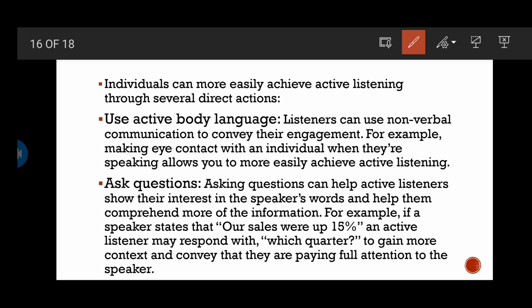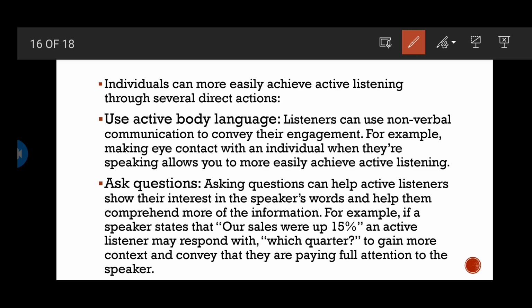Individuals can more easily achieve active listening through several direct actions. Use active body language. Users can use non-verbal communication to convey their engagement. For example, making eye contact with an individual when they are speaking allows you to more easily achieve active listening.